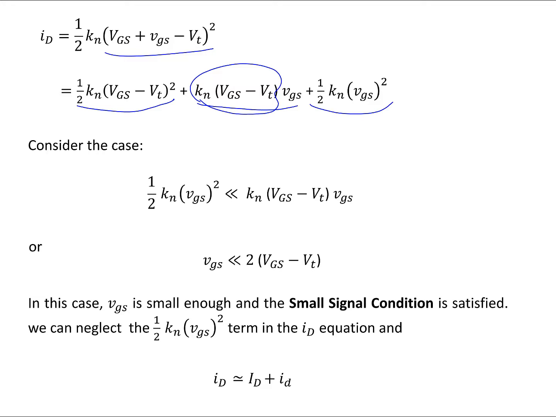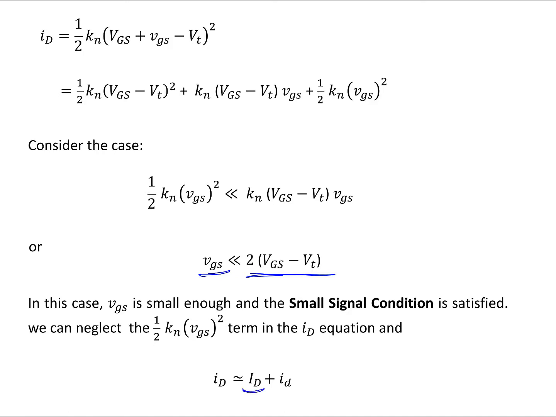Now let's consider the case that this last term is much smaller than the second one. Or vgs, the signal, is much smaller than 2 times the DC value of VGS minus V threshold. Or vgs is much smaller than 2 times V_ov. In this case, vgs is small enough and the small signal condition is satisfied. Now we can neglect the third term in the iD equation and write iD as the summation of a bias part, or constant part, plus the signal part. So if the amplitude of the signal vgs is small enough, we can approximate the drain current as the summation of a DC part plus the signal part.